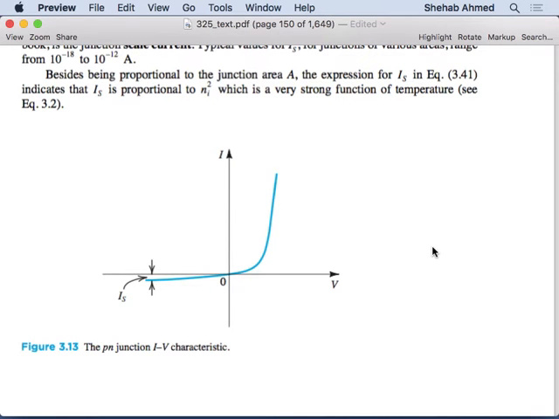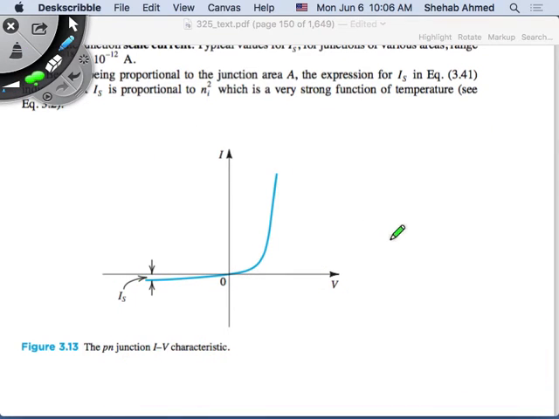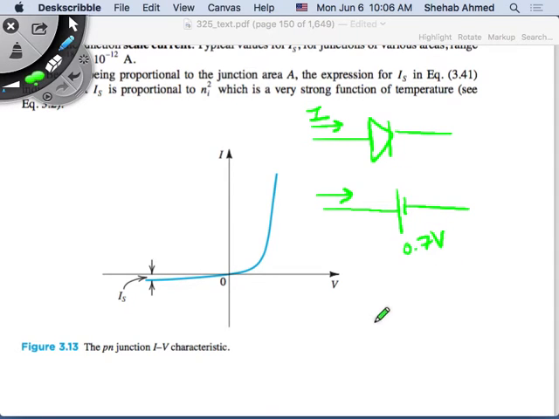So if you have a 0.7 volt drop, this is the current flowing through the diode. This is I. This diode is in forward bias now, so this voltage is 0.7 volts. So power is equal to 0.7 volts times I. They're saying that in the diode that I selected, this P is equal to 1 watt.